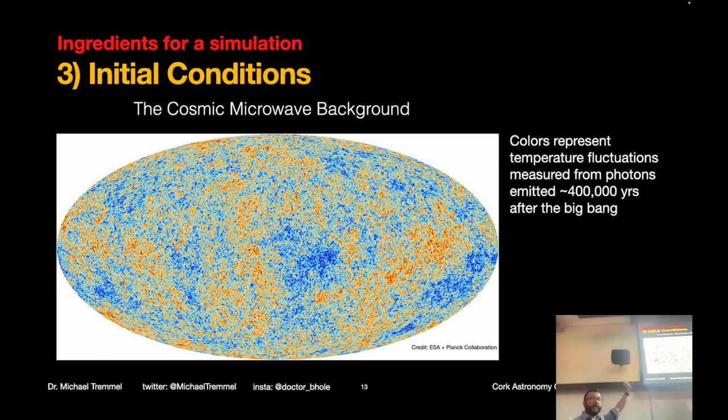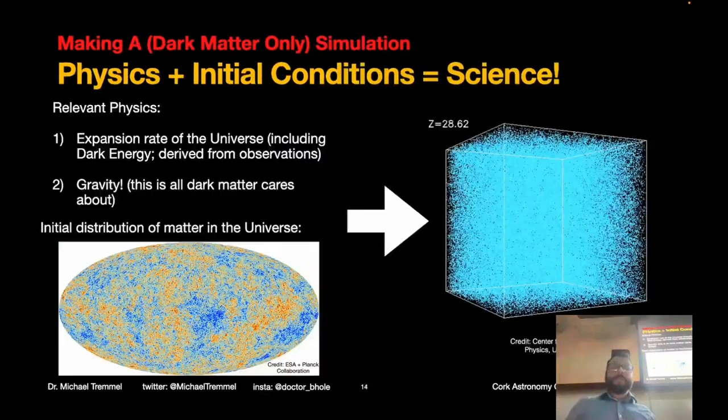Right, so we have essentially a map of what the universe looked like before there were stars, before there were galaxies, before there was anything but basically a soup of protons and neutrons and electrons. So with all this together, we have our physics, our expanding universe, our cosmology, and gravity, which is what dark matter cares about. And we have our initial conditions. And so now we can start doing science and running a simulation.